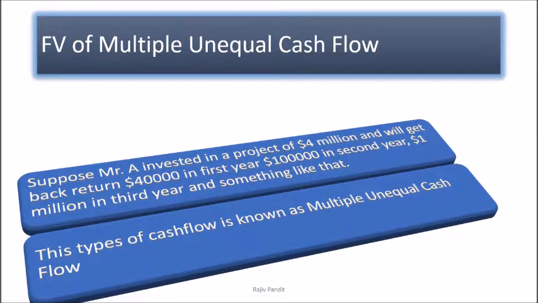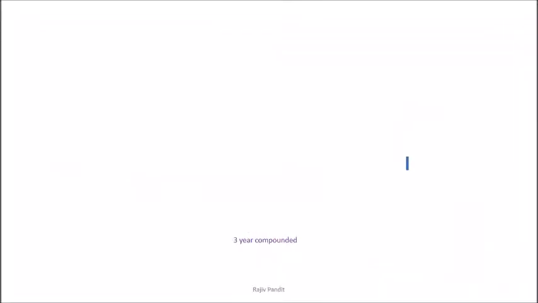Suppose Mr. A invested in a project of 4 million and will get back a return of $40,000 in the first year, $1 lakh in the second year, and $1 million in the third year, and something like that. This type of cash flow is known as multiple unequal cash flow. Now let's turn to the example.